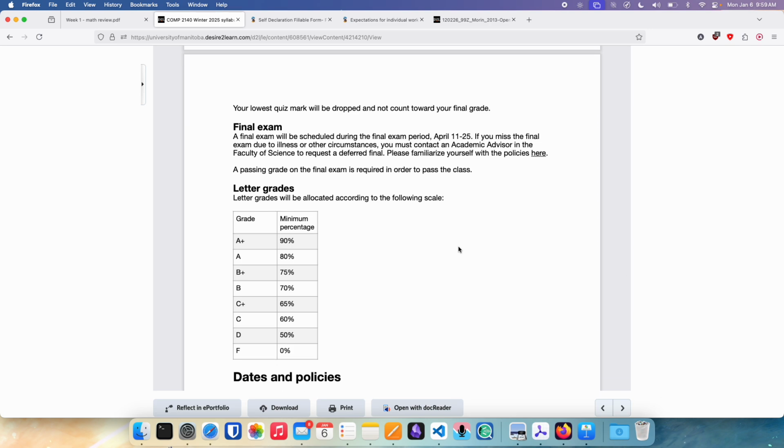Here are the letter grade cutoffs for the course. They may be adjusted downwards. It could be adjusted such that the minimum grade for an A plus becomes 88, but it will never be adjusted upwards. Like the minimum grade for an A plus will never be like 93.